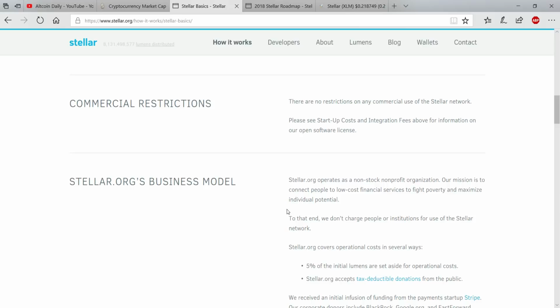Anyway, also something cool: Stellar users cannot be frozen, because McCaleb, the founder and creator, made a point that Stellar users cannot be frozen.